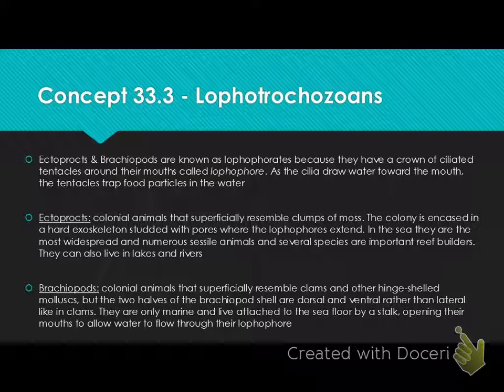In the sea, they are most widespread and numerous. They don't really move around, and several species are important reef builders. They can also live in lakes and rivers.